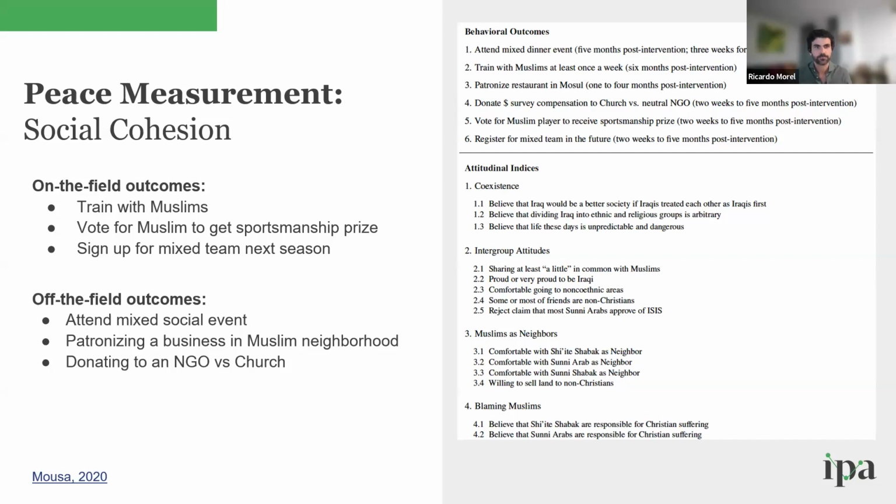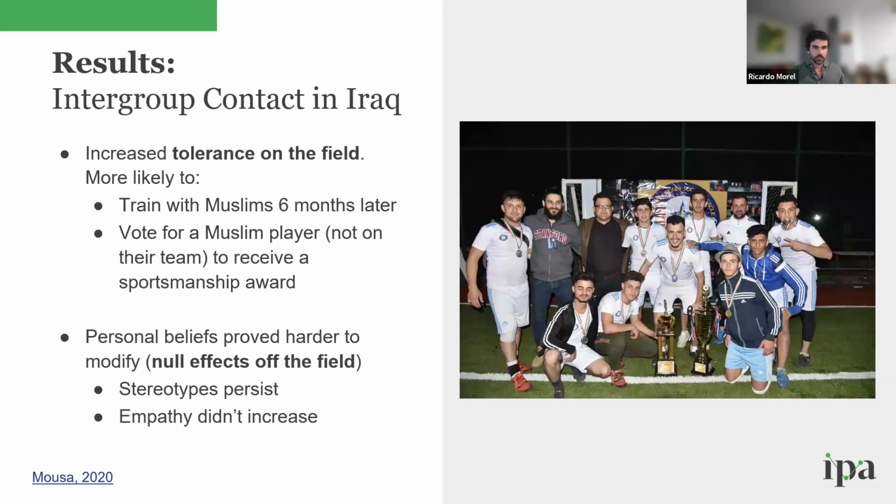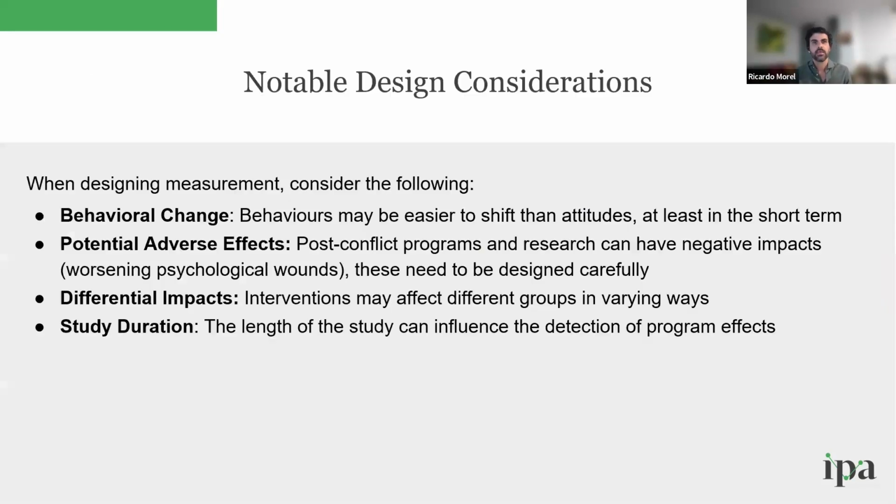And finally, in the next slide, we see that there were impacts on the pitch, but not off the pitch. So there was more tolerance towards Muslim players that Christians were constantly interacting with, but not really changes in the attitudes towards the broader Muslim community. So just to finish, the main considerations are that behaviors are easier to change than attitudes, at least in the short term, and then there are potential negative consequences if we don't craft our programming carefully.